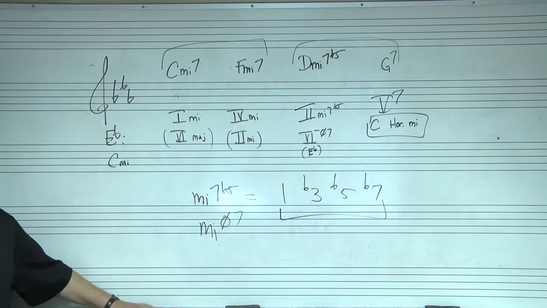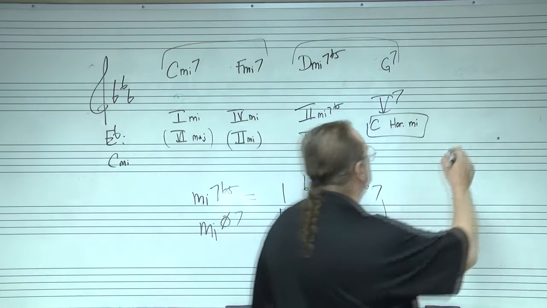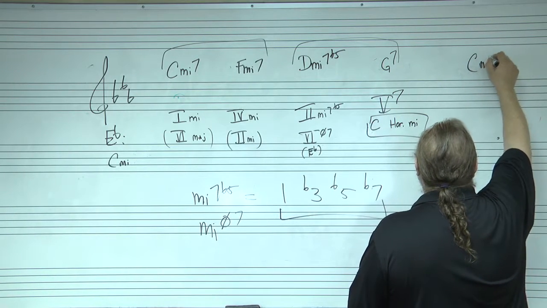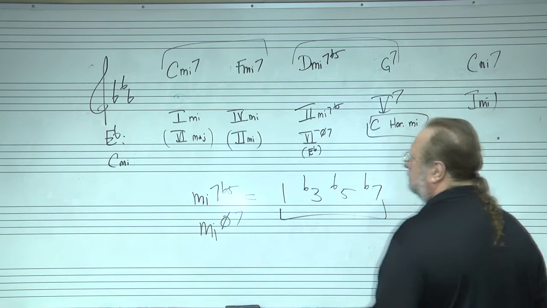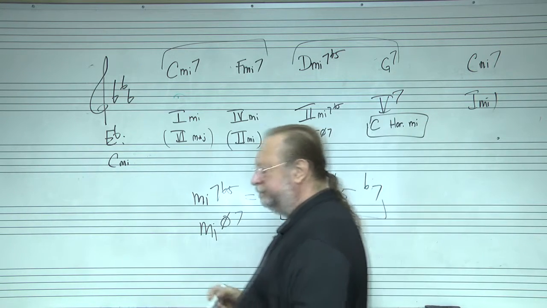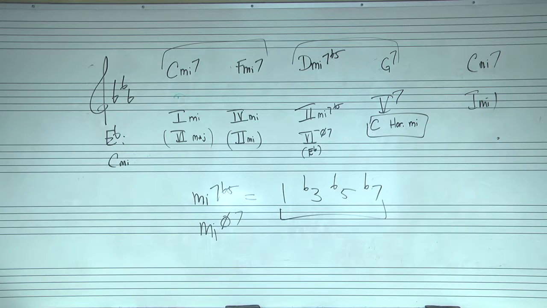Does that make sense to anybody? Yeah. So we've got four chords here. We're stepping into a harmonic minor scale momentarily, right? Yeah. Okay, so then it goes back to a C minor. Okay, so then what? What happens after that?